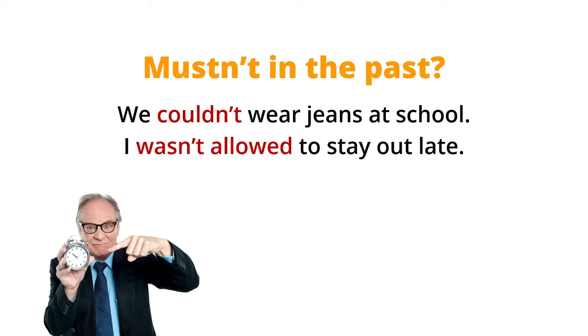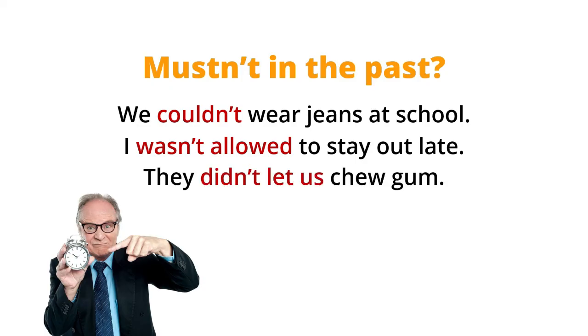I wasn't allowed to stay out late, so you can use allowed. Or you can say they didn't let us. They didn't let us chew gum. Okay, so we can't use mustn't when talking about the past, but there are other options of other phrases we can use.